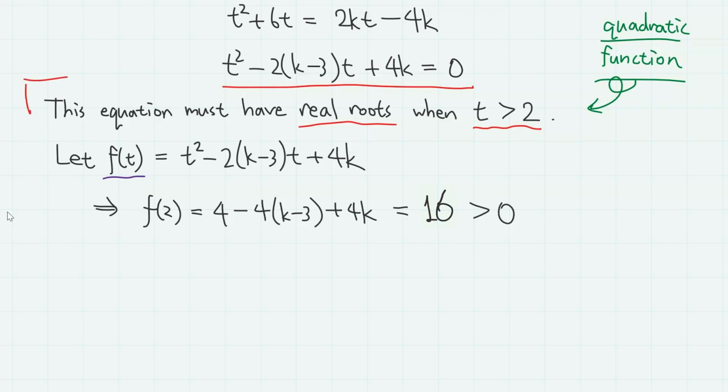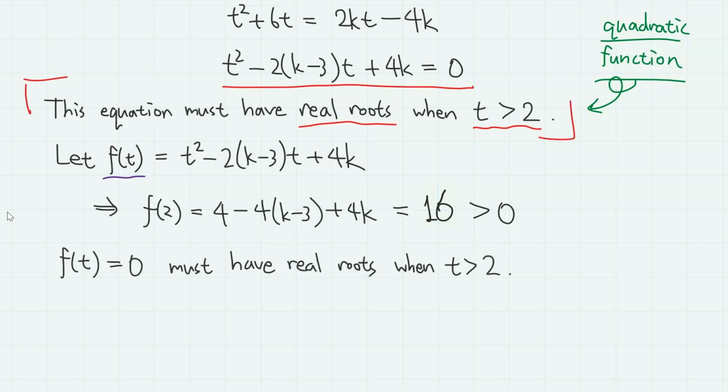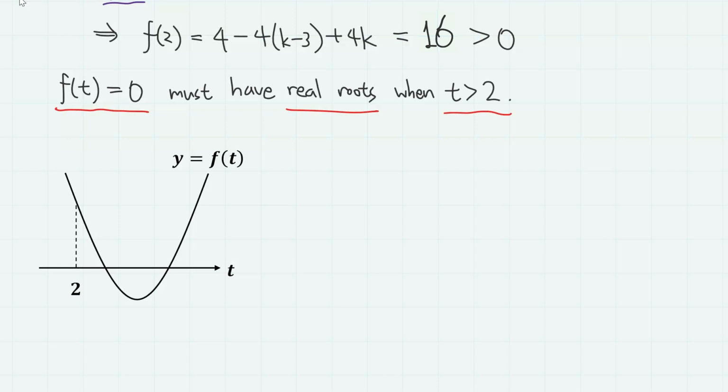Now, if we state the condition again, we want the quadratic equation f(t) equals 0 to have real roots when t is greater than 2. Therefore, the graph of the quadratic function f(t) must look like this. So f(2) is positive, and the graph must meet the horizontal axis, the t-axis, when t is greater than 2.